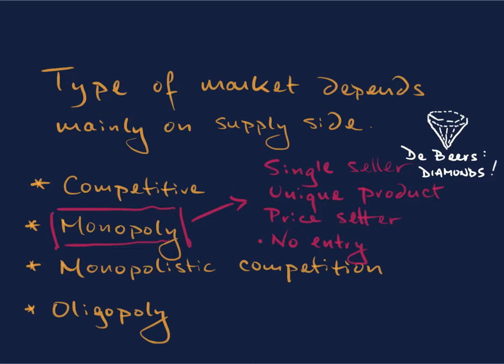And a final important characteristic is no entry into the market. Not anyone can go out and open up a diamond mine. There's some barrier to entry. Okay, in this case, the barrier is you have to physically own a piece of land that has diamonds under it.